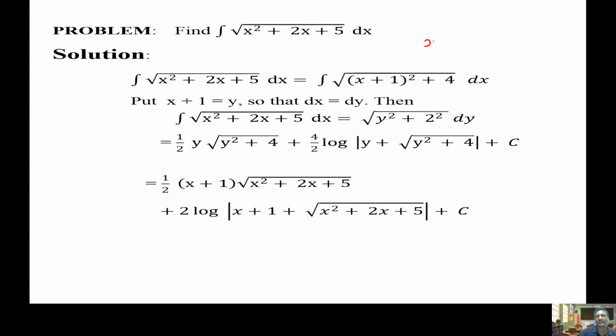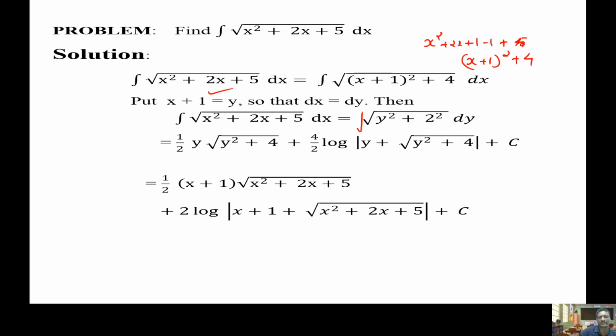Like this: x squared plus 2x plus 1 minus 1 plus 5. So it is (x plus 1) the whole squared plus 4. Now you substitute x plus 1 equal to y, giving root of y squared plus 2 squared.